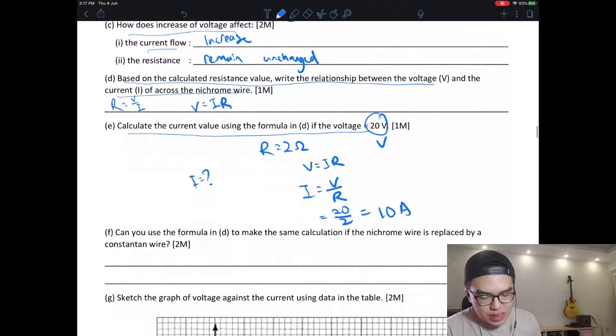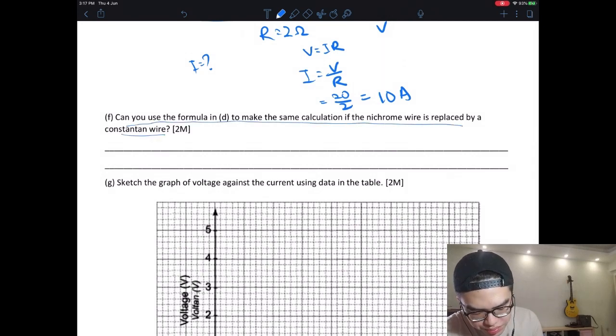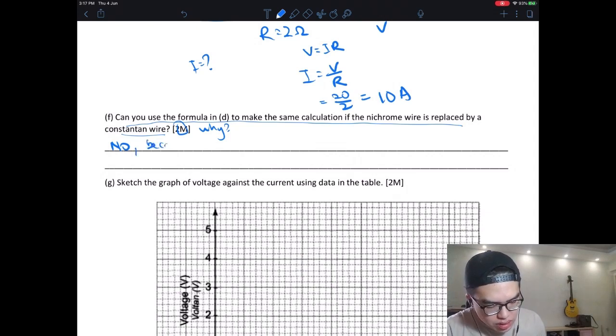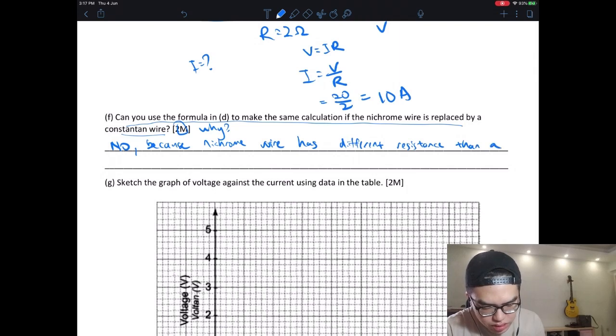Can you use the formula in D to make the same calculation if the nichrome wire is replaced by a constantan wire? No. It's a 2 marks question, so normally they will ask why. Why? Because nichrome wire has a different resistance than a constantan wire.